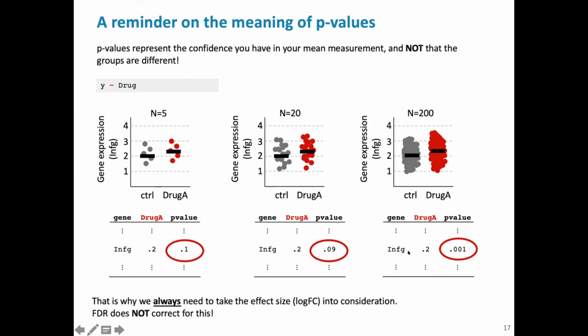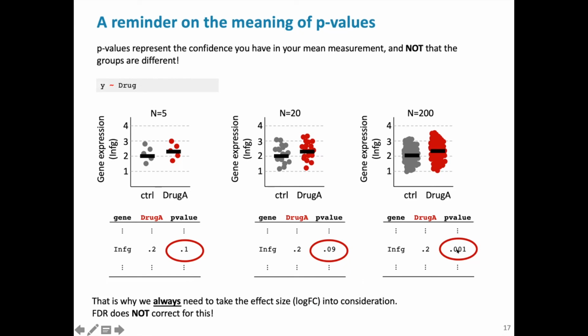And that's why we always need to check the effect size or the log fold changes in the RNA-seq. When you have this volcano plot, we saw the fold changes and the p-value, and we set cutoffs on both sides. And that's because of this effect. So just remember that the FDR does not correct for this one. Just by increasing the number of samples you have for comparison, you will make your results more significant.